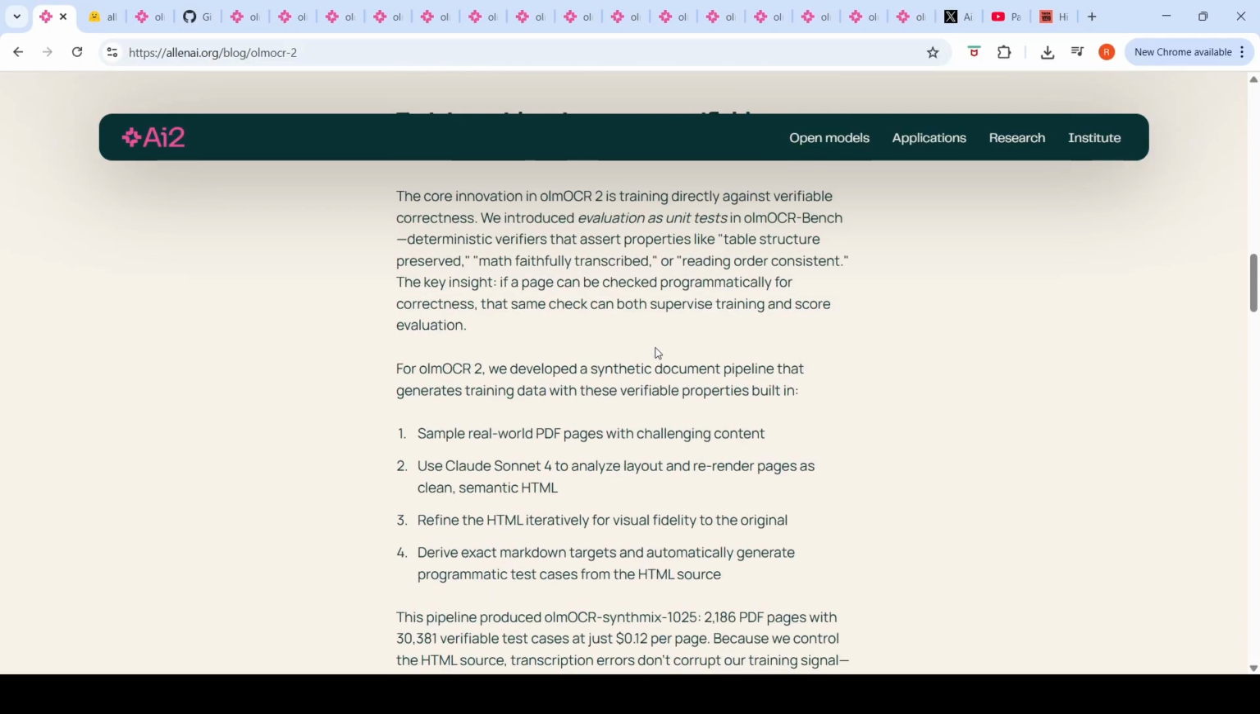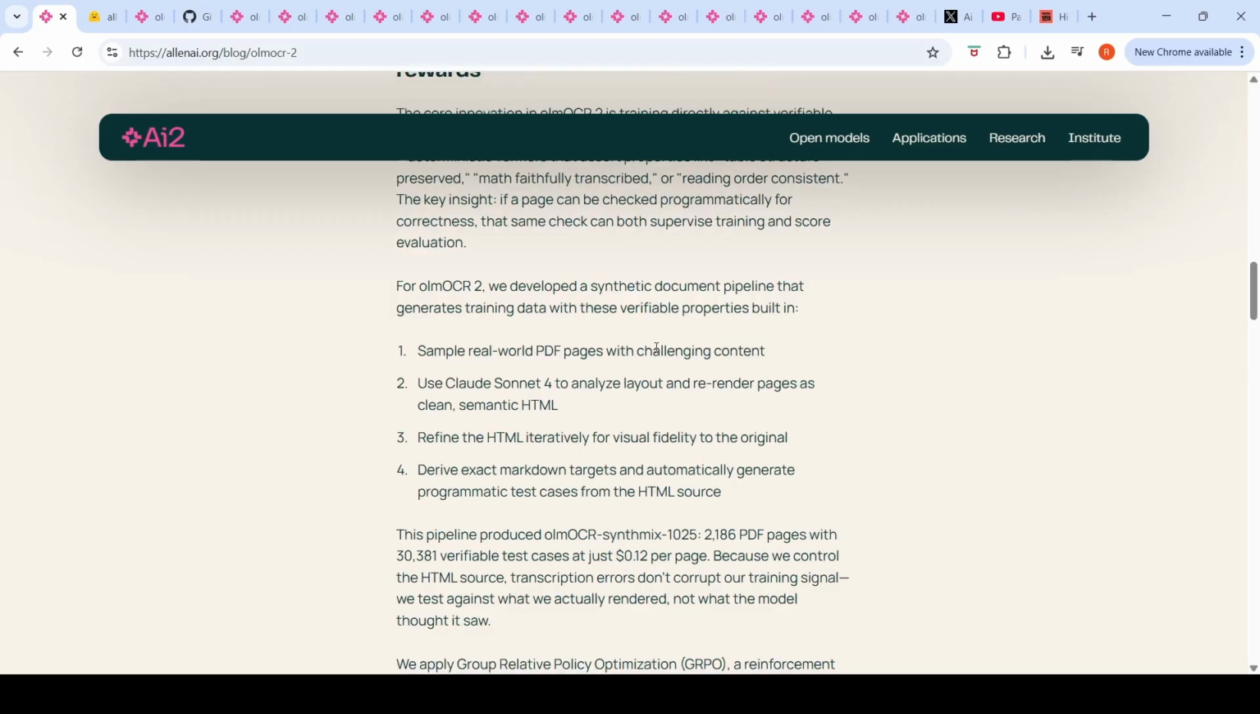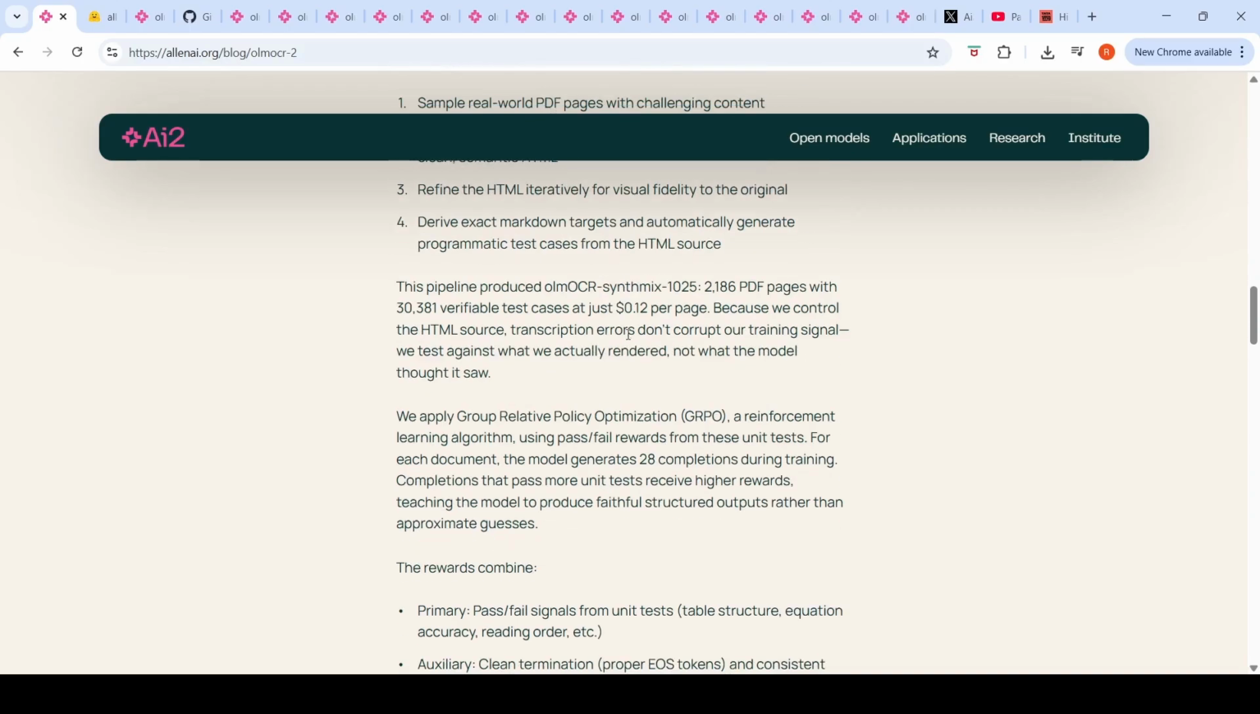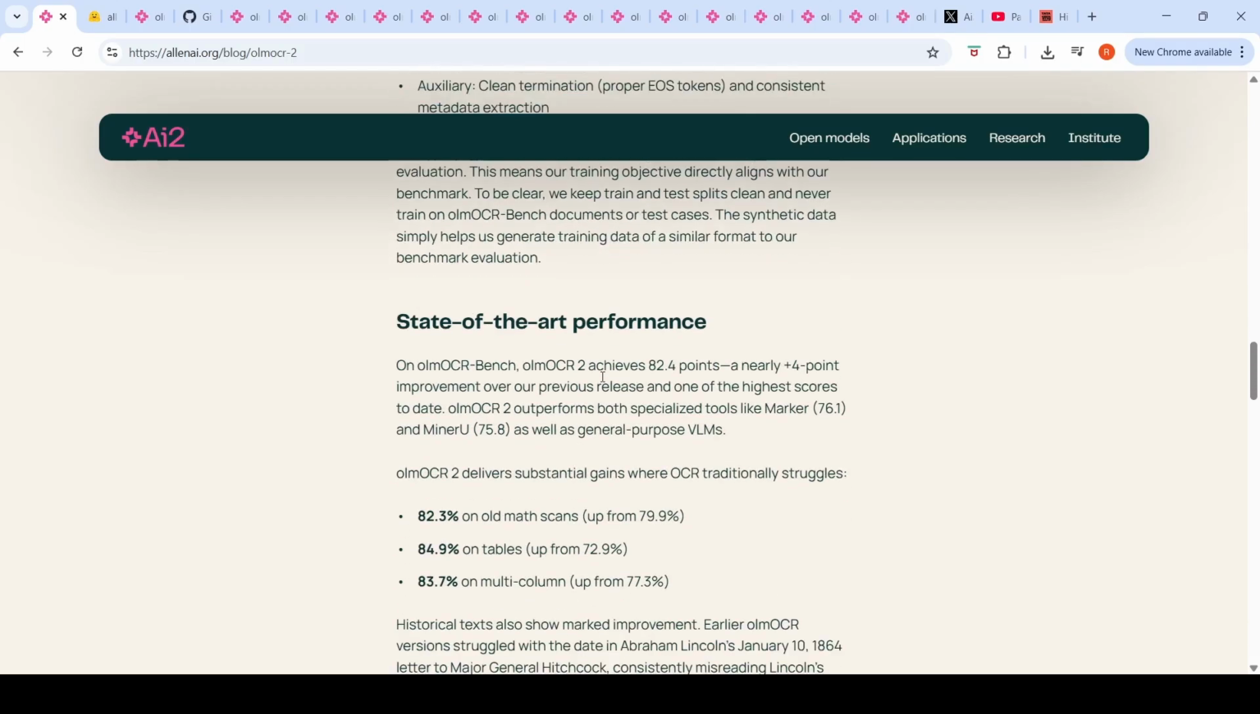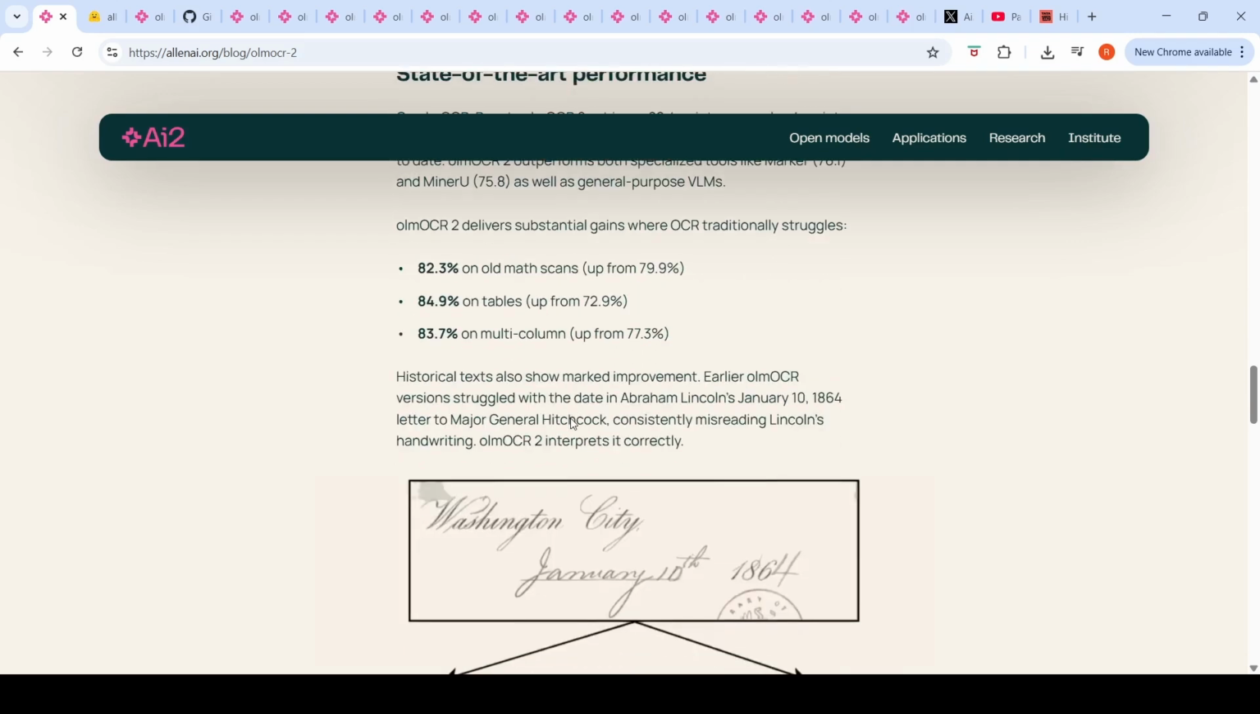So they created a lot of test cases, verifiable properties, and then they made use of GRPO reinforcement learning to improve the model. So in this way they could improve this particular model. Okay. And what they're saying is that this model has SOTA performance on the olmOCR-Bench data set. It achieves 82.4, a nearly 4-point improvement compared to their previous model.